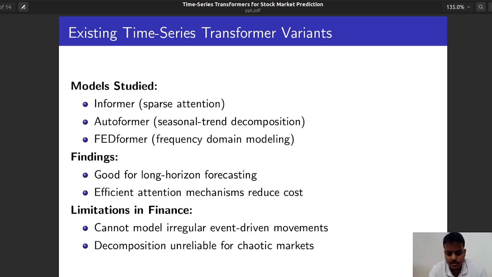Several transformer variants have been proposed for time series forecasting, including Informer, Autoformer, and FEDformer. While these models improve efficiency and long horizon forecasting, they struggle with event driven market movements and decomposition based assumptions, which often fail when the financial environments are chaotic.